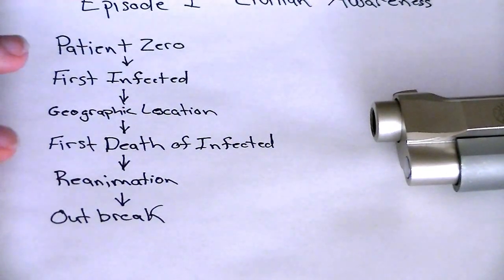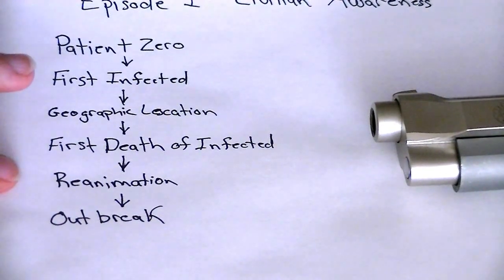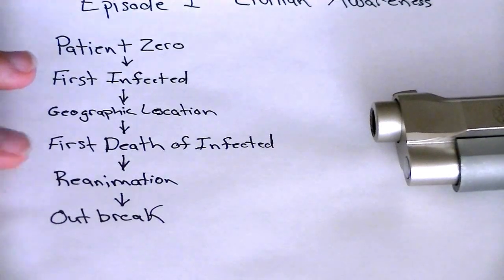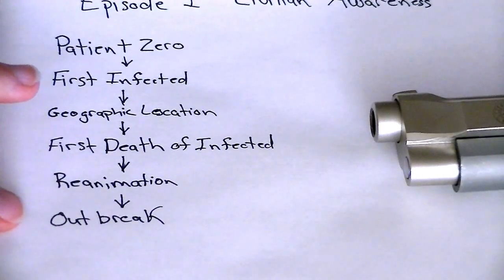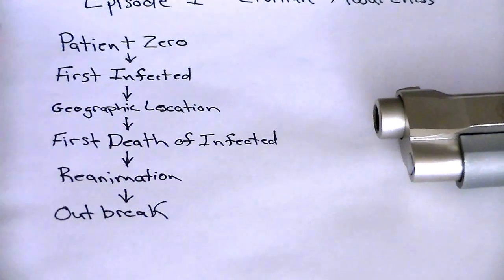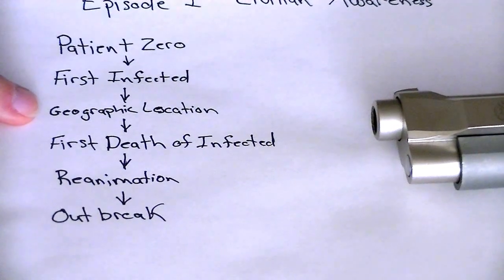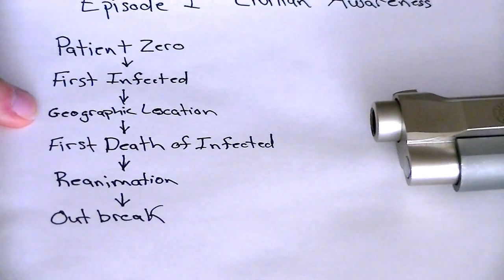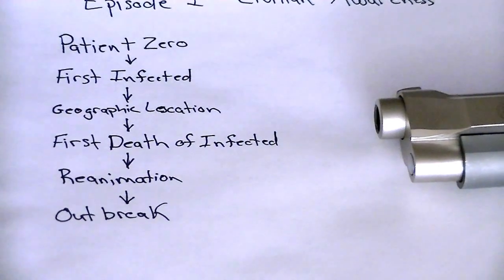Because once this thing has reanimated, he must break out of wherever he or she is to look for others to infect. Now, of course, based on geographic location, if you happen to live in a desert or someplace really far away from other people, you're probably not going to be able to get a lot of people at one time.